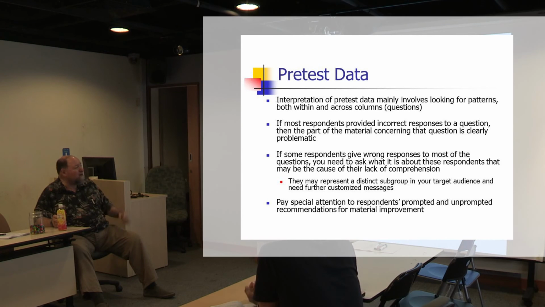The interpretation of pretest data involves looking for patterns both within and across columns. If most respondents provided incorrect responses to a question, then there's trouble in River City, and you need to do something to improve it. If some respondents give wrong responses to most of the questions, you need to know what it is about that respondent or that type of group.